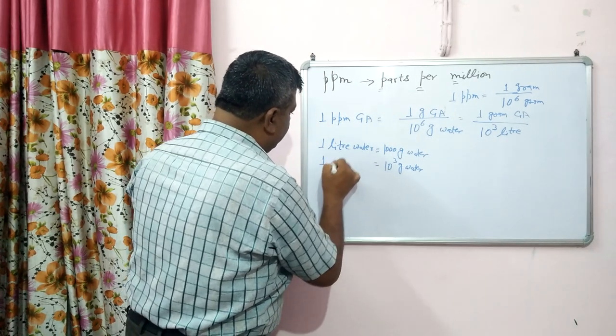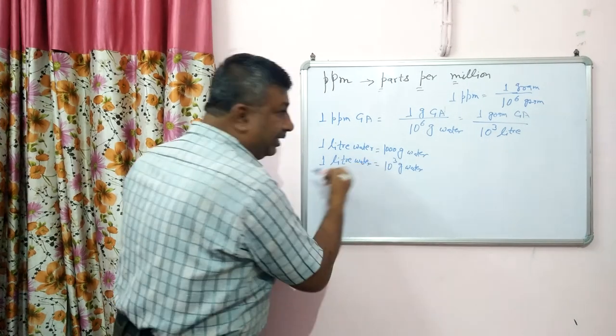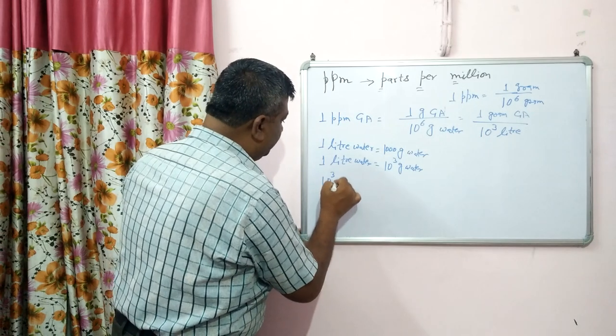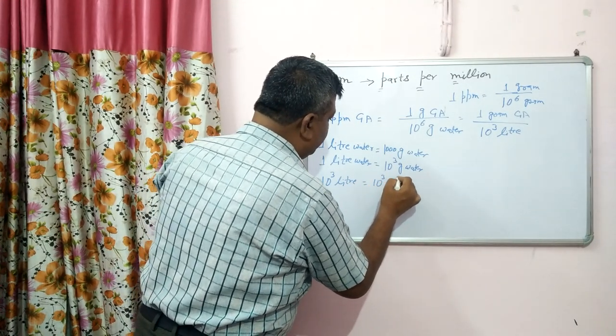So now look here. 1 liter of water, if it is multiplied by 10 to power 3 on both sides, then 10 to power 3 liter is equal to 10 to power 3 into 10 to power 3 gram of water.